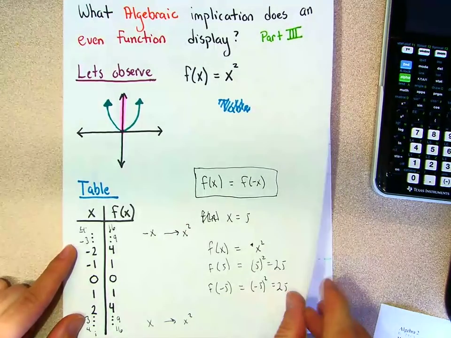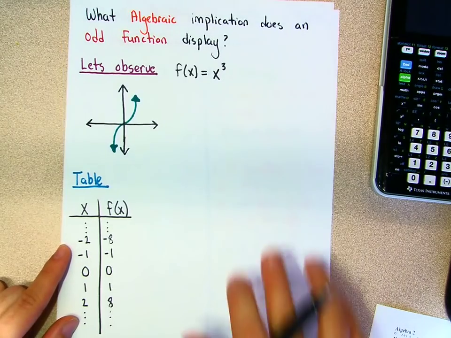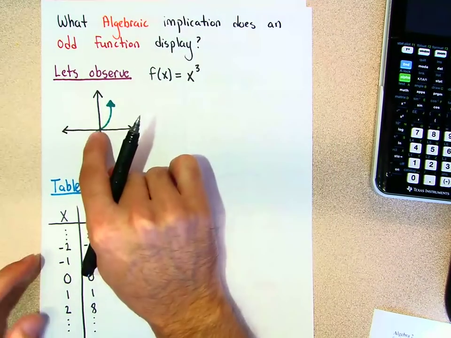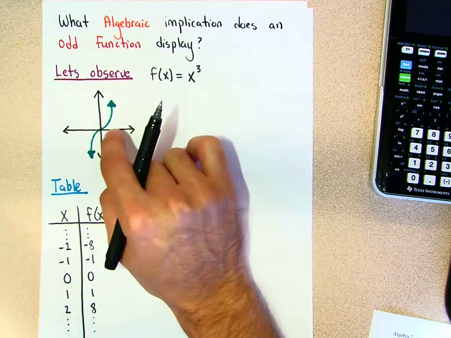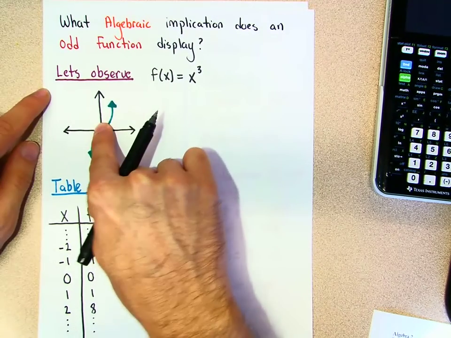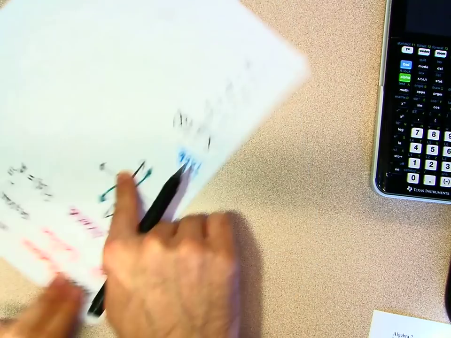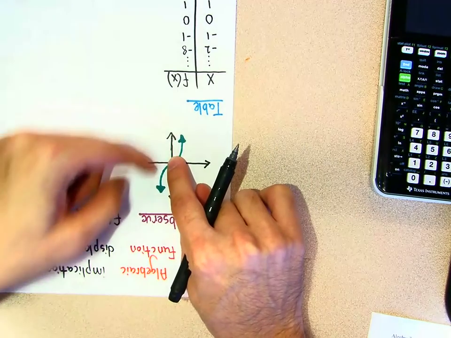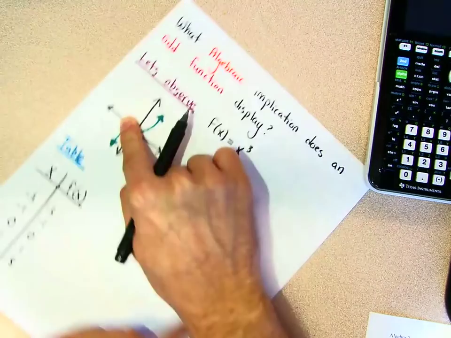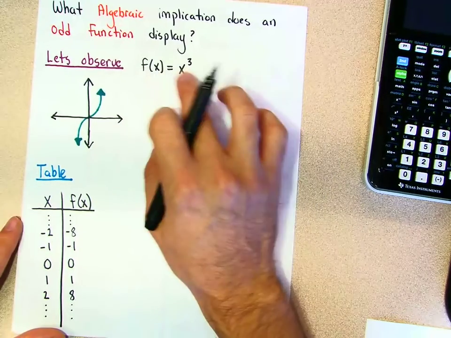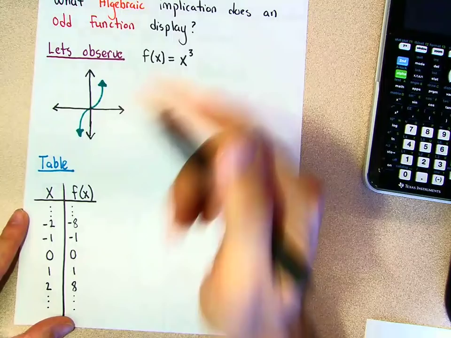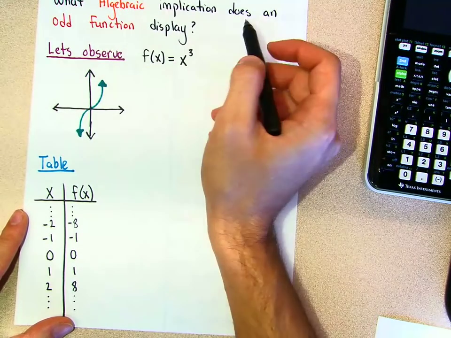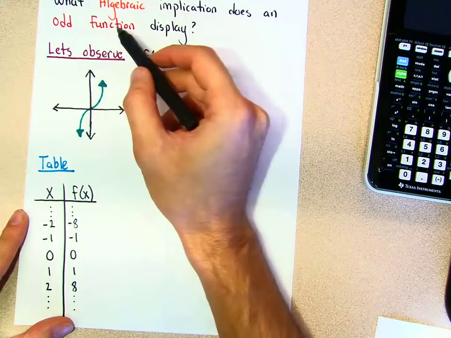Okay? Let's look at the next one. An odd function. We know this is odd because there's a reflection with respect to the origin, and if I put my finger at the center and rotate it 180 degrees, I have the same graph as the original. So we know this is an odd function, and this is the function f of x equals x cubed. We want to see what the algebraic implications are for an odd function.